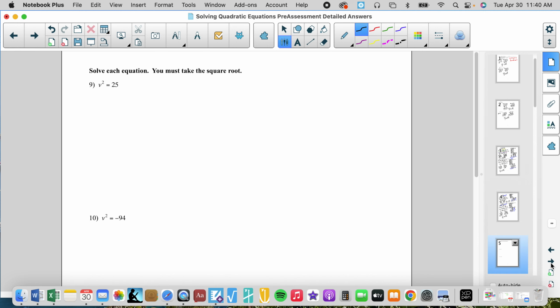To solve each equation, you must take the square root. So we are going to take this, we're going to isolate the squared variable.